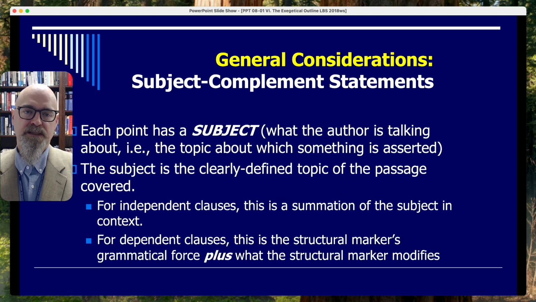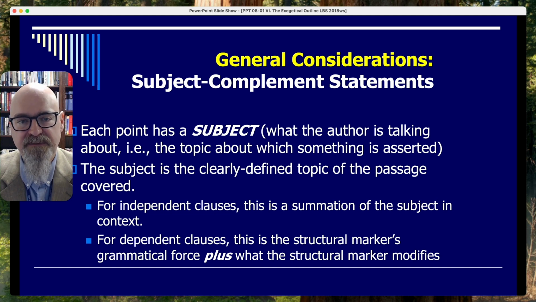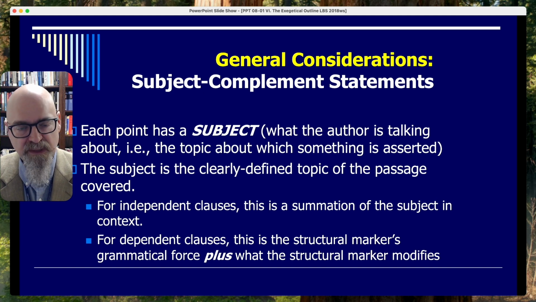Now, here's what we write in these statements. We are working with what we call a subject complement statement. And that is a very specific kind of sentence that conveys the information about the text in a detailed yet clear way. And so here's the way it breaks down. Each point has a subject. In other words, each sentence that we create, each point in the outline, will have a subject. And this is what the author is talking about. That will be the topic about which something is asserted. And that is the clearly defined topic of the passage that is covered.